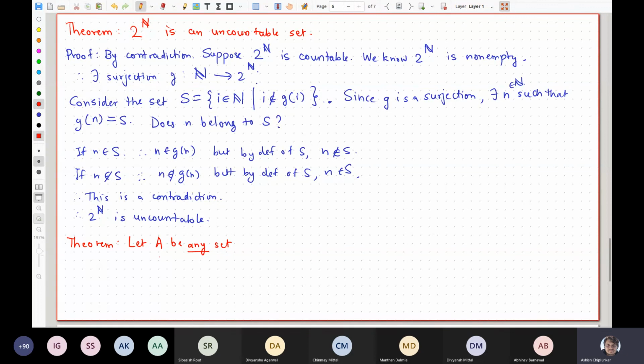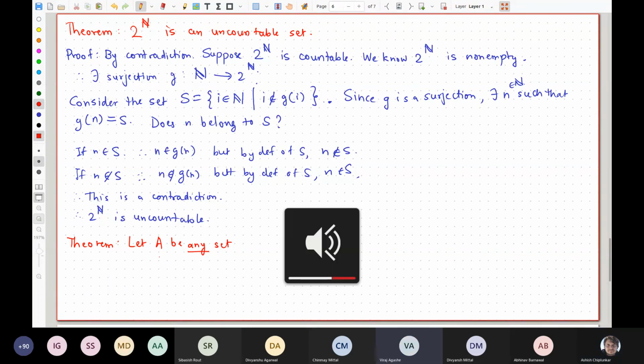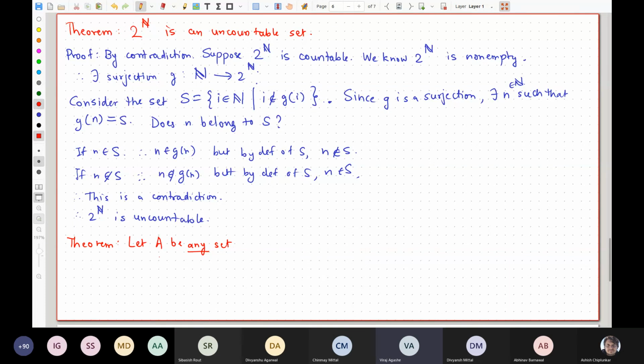So Viraj, you have a question? Your hand is up. Sir, sorry if I'm missing something very obvious. I didn't really get why, if n does not belong to S, then by definition of S, n belongs to S. So if n does not belong to S, because S is equal to the set of n such that n does not belong to G of n. Okay, now look at the definition of S. S contains all those integers i who don't belong to the corresponding G of i. Got it. Thanks. Good.